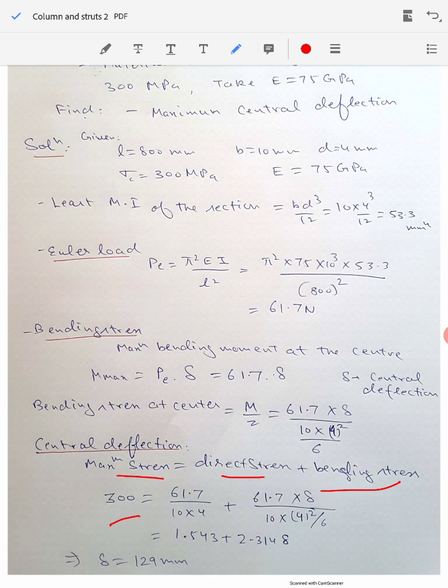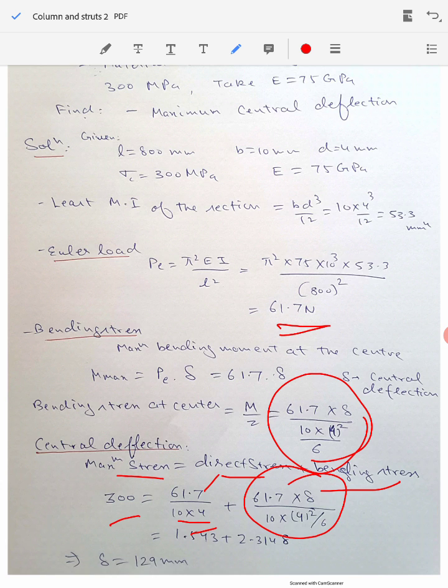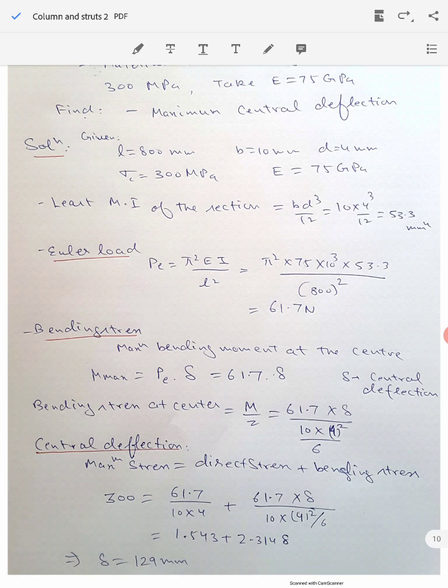So maximum stress 300 will be equal to direct stress. Direct stress is load divided by the area. So load we have just calculated, that is 61.7. Area of cross section will be 10 into 4. Bending stress we have computed from this, so we substitute it here. So the maximum stress will be equal to the direct stress plus bending stress, and we substitute those values here, and we calculate this part. It will be 1.543. We calculate this part here. This will be 2.314 into delta, and we can calculate the value of delta from this formula as 129 millimeter. So you see, in this way we can calculate the central deflection for the column.